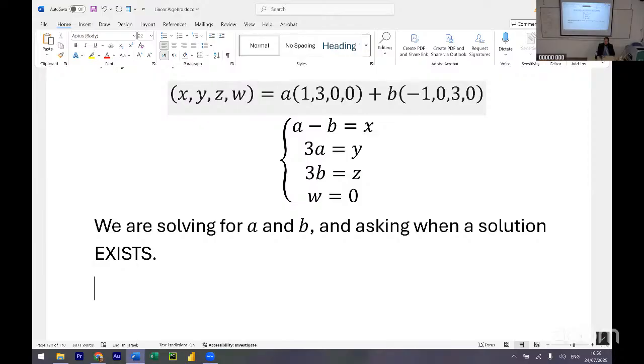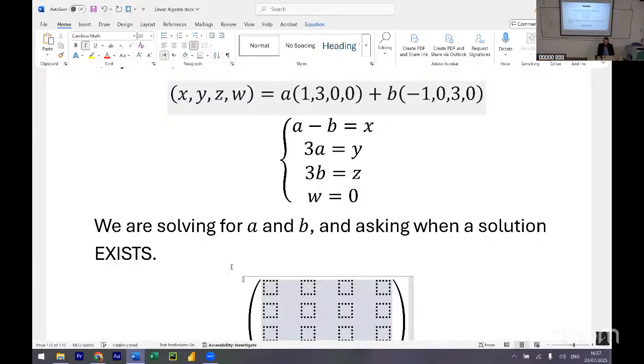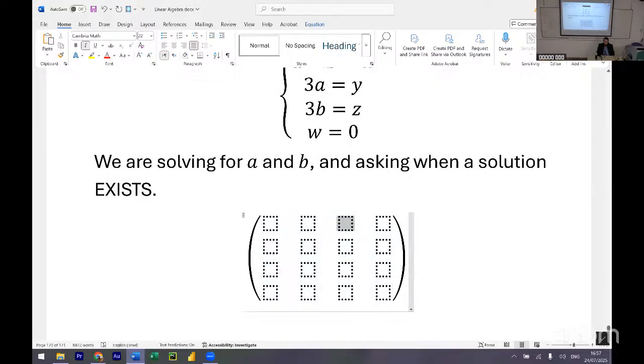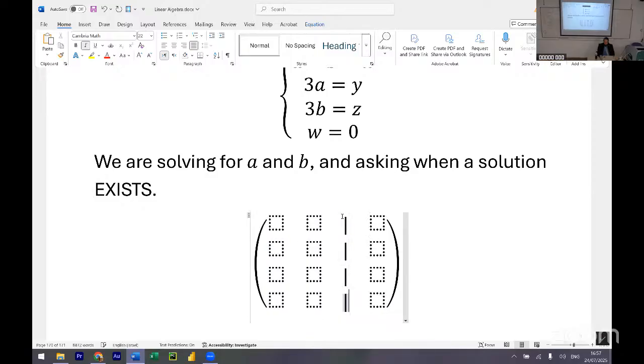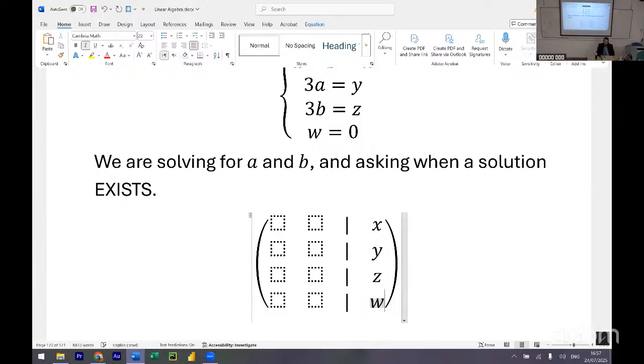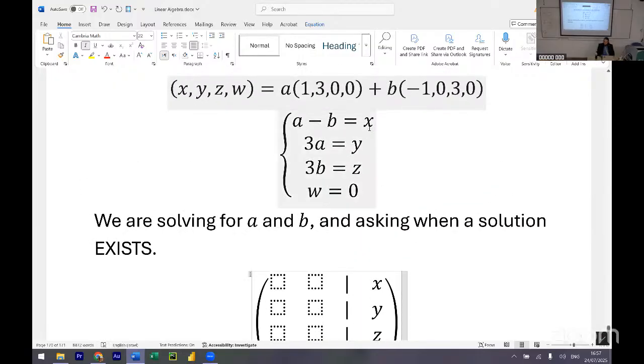Sure, let's first do the matrix. So let's put it in a matrix. 1 minus 1, matrix. We have 4, that is A, B. And here we have X, Y, Z, W. And you have 1 minus 1.